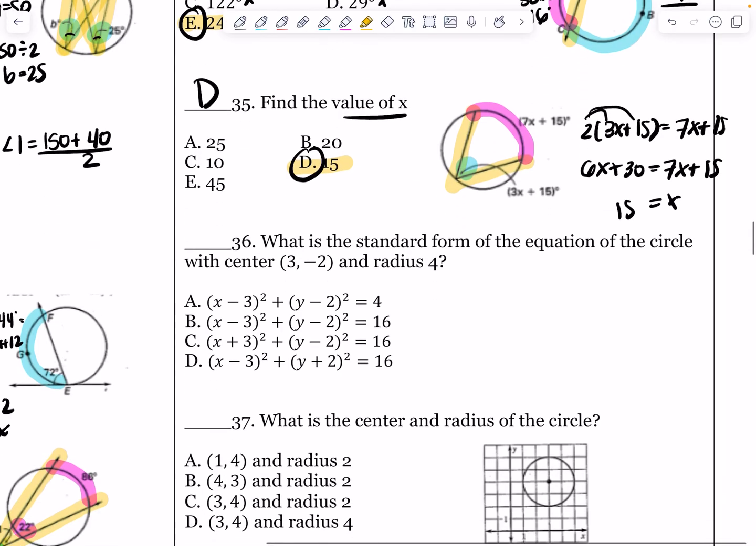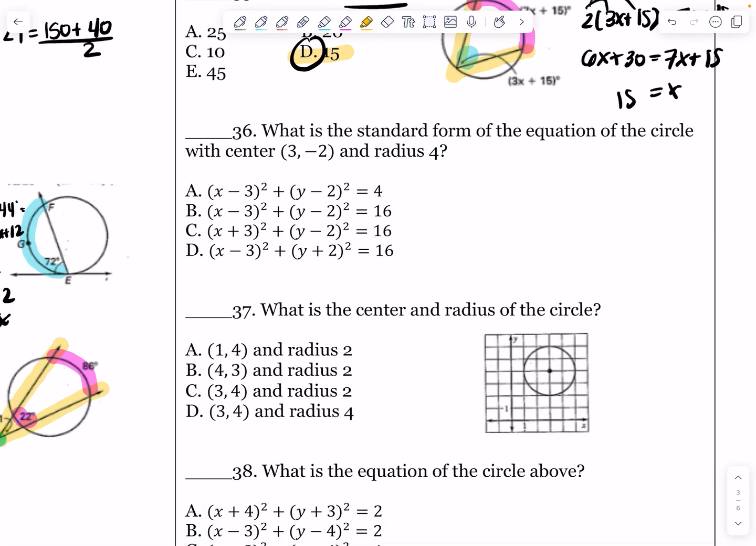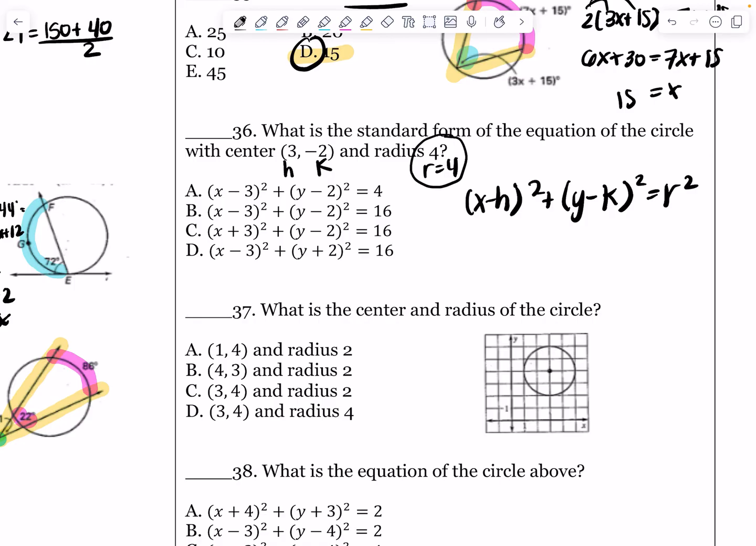All right, just a few more. What is the standard form of the equation with center 3, -2? So that's my H, that's my K, and a radius of 4. So R is equal to 4. Remember when we plug those in that we switch the sign. So X minus H plus Y minus K for H and K, because it has the minus sign in front of it. And that's going to be equal to R squared. So let's do this first, even if you got confused by the switching the signs. What is 4 squared? 4 squared is going to give me 16. So let's go ahead and cross out the one that does not have 16 as the radius.